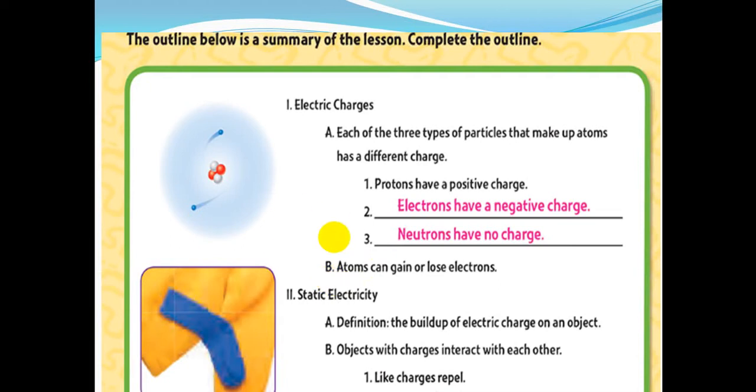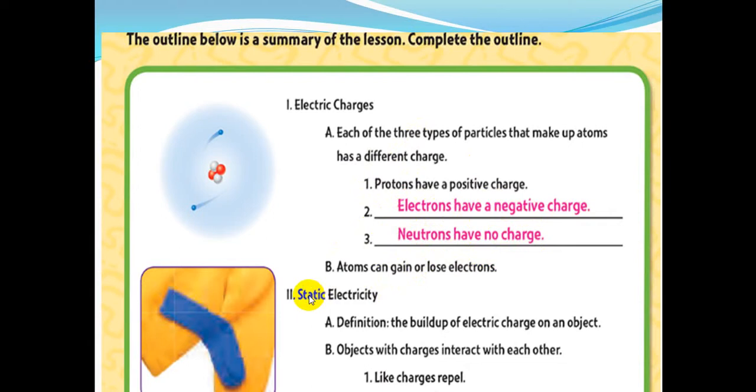A. Each of the three types of particles that make up atoms has a different charge. So number 1, protons have a positive charge. Number 2, electrons have a negative charge, but the neutrons have no charge. So the particles here are protons, electrons, and neutrons, and beside each one you have to write the charge. B, atoms can gain or lose electrons.